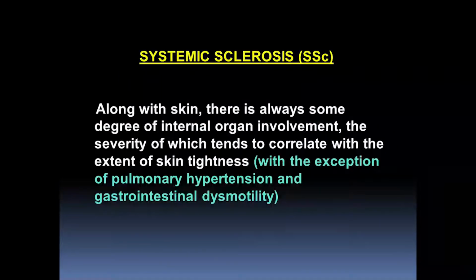So our focus today is to talk about systemic sclerosis. Along with skin, there is always some degree of internal organ involvement, the severity of which tends to correlate with the extent of dermal fibrosis and skin tightness.